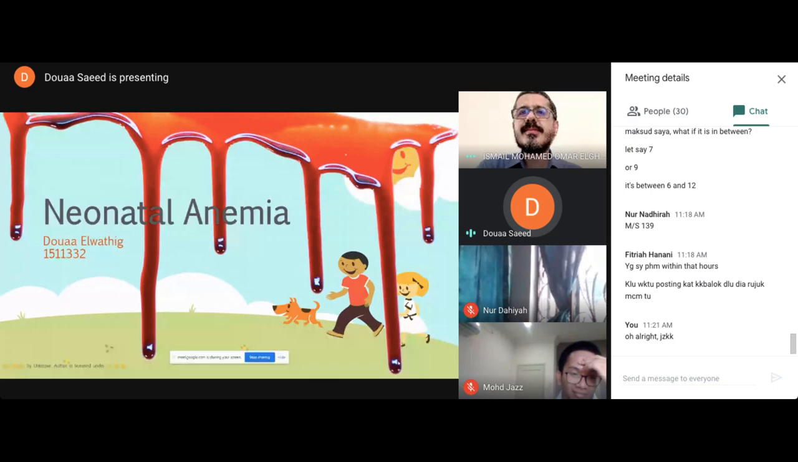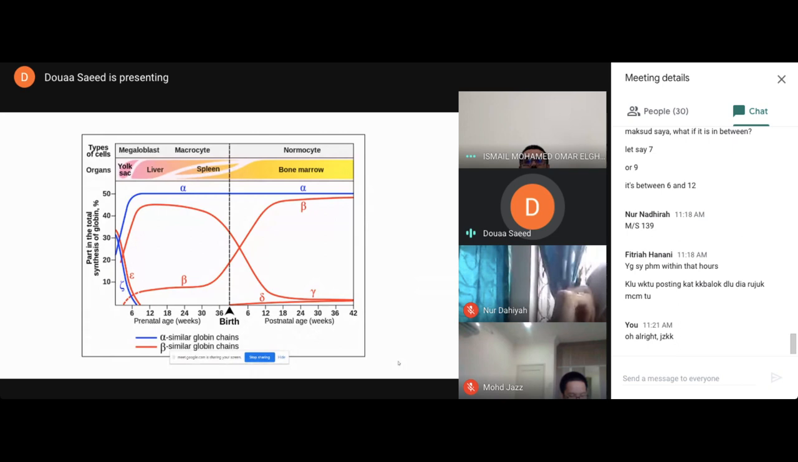So this is a graph of hemoglobin. In our red blood cell, we have hemoglobin, and there are alpha chains and beta chains. Normally we have two alpha chains and two beta chains, but for fetal hemoglobin, it's usually alpha and gamma chains that make hemoglobin F. After birth, they will start developing the beta chains, and there will be a reduction in the gamma chains, and then they move on to the normal adult hemoglobin, which is A or B. Very nice, this graph is very nice.